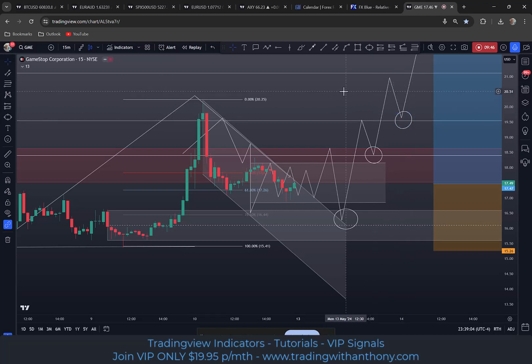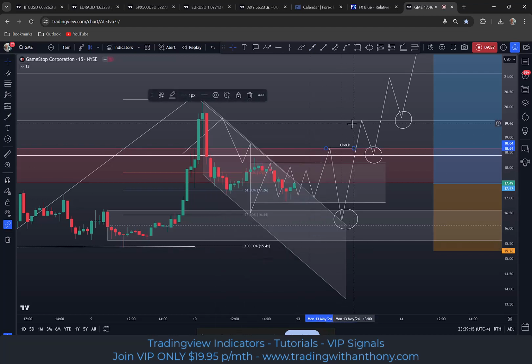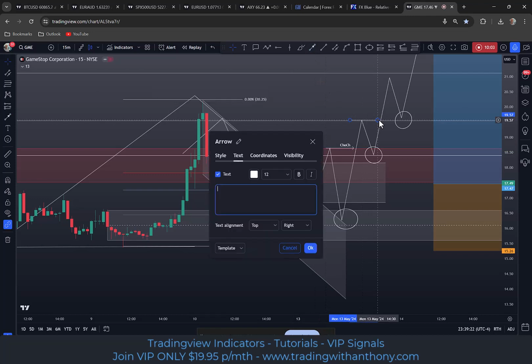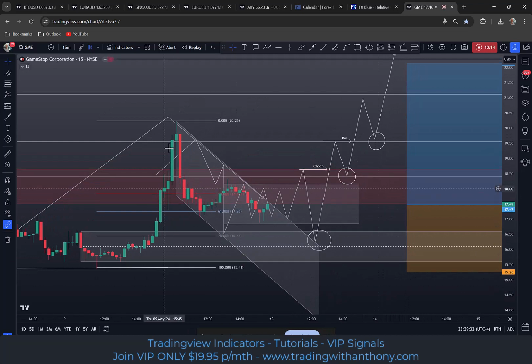Something like that. This here would be a change in the character, so we'd call that a CHoCH. And then you're looking for the break of market structure, and the break of market structure would be the next breakout? Well, break of market structure and then that pullback there would be ideal. BOS. Okay guys, I mean that's what I'd be looking for, a buy opportunity.